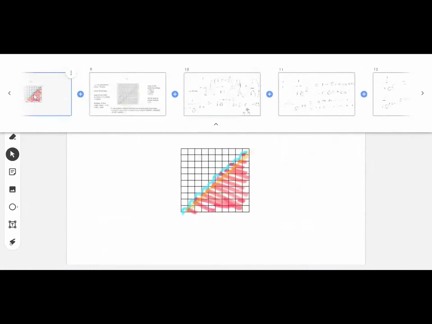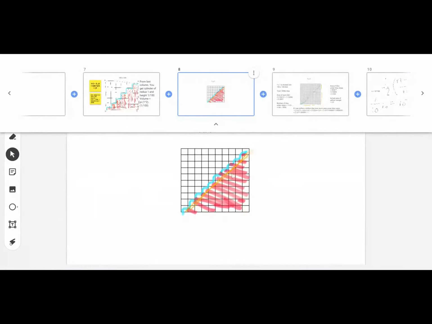Now, remember how we get the area of the triangle? How do we know that this is half of the area of the square? How do we know that the area of this triangle is half the area of the square? Remember, this area of the triangle is very similar to 1 plus 2 plus 3 till n.